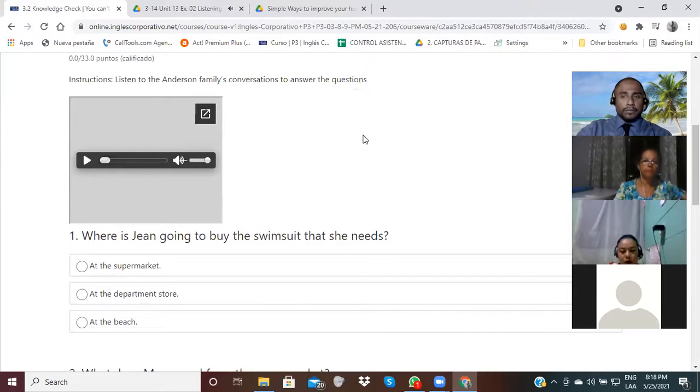Exercise 2. Listening. I need a new swimsuit. Part A. Listen to the Anderson family's conversations. Where is Jean going to buy the swimsuit? Where are they going to buy the things that she needs? Complete the chart.